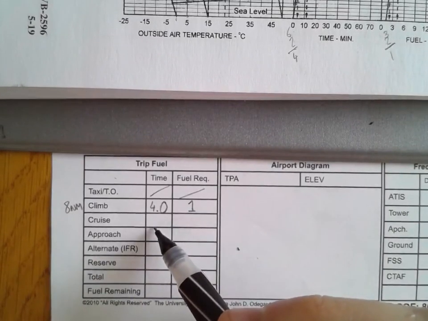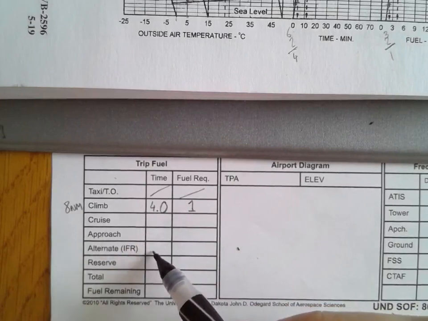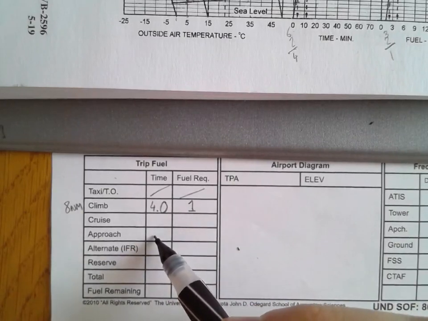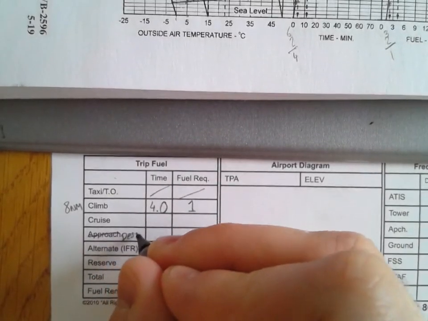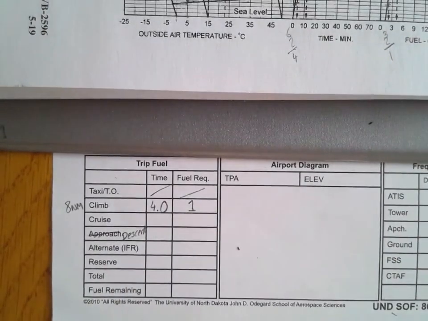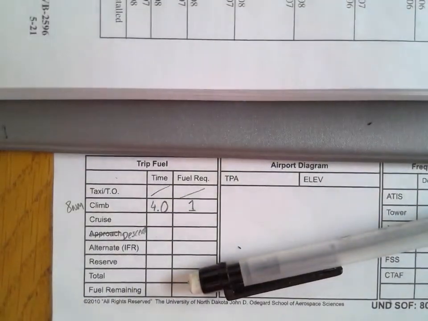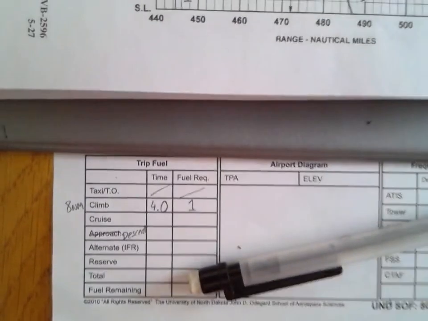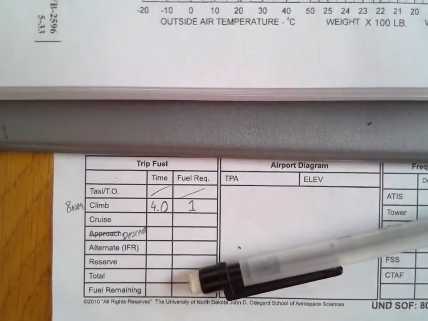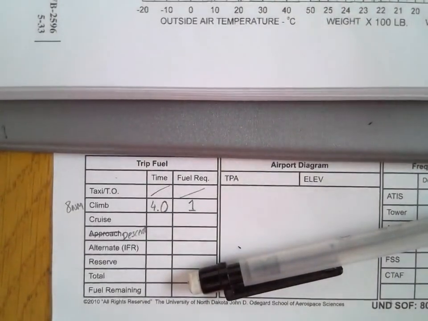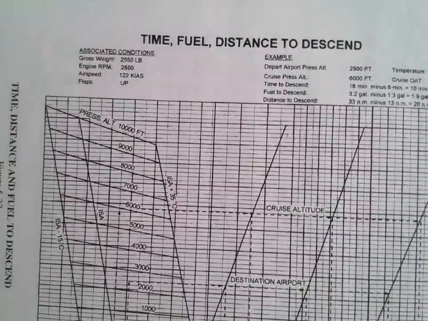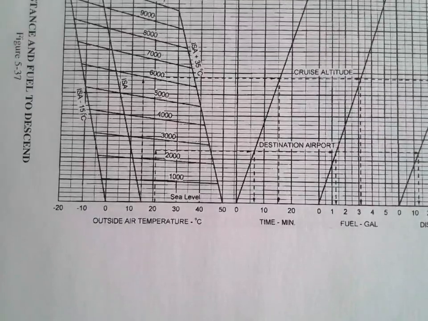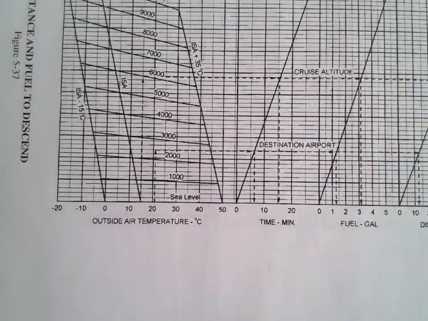Now we have the row for cruise, which we'll use the E6B to determine, and then we're also going to look for descent, which we'll call this, instead of approach, we'll call that descent. Kind of the same idea. So luckily Piper gives us a chart for that. If we take a look here, try to find it in section 5. As you can imagine, it's called the time, fuel, and distance to descend chart. This chart works the same way as the time, fuel, and distance to climb chart.